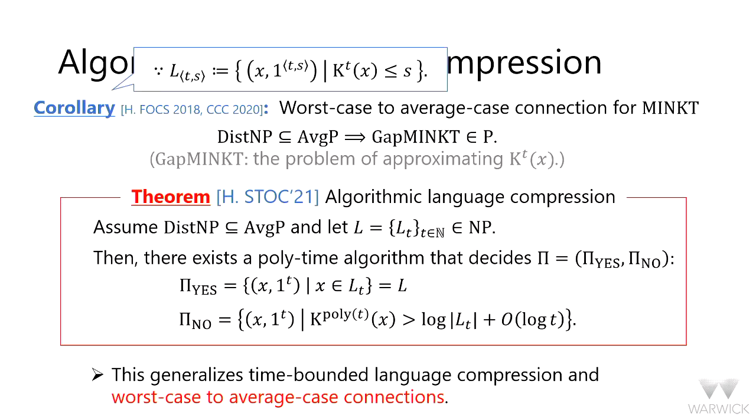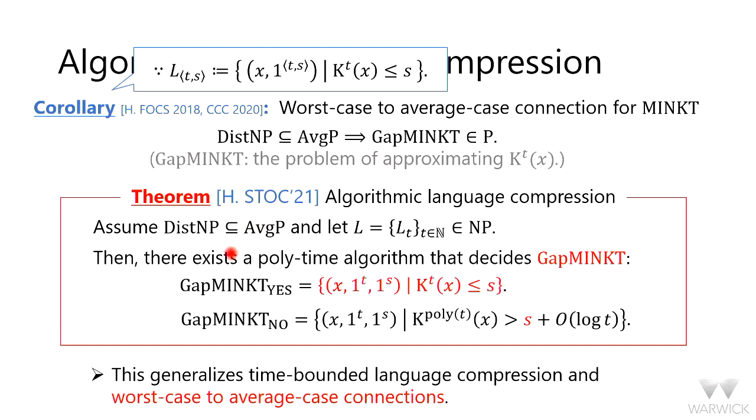The reason is that if you apply algorithmic language compression to the language that consists of strings whose time-bounded Kolmogorov complexity is small, we can get a polynomial time algorithm that decides gap min kt. And gap min kt is the following problem. Yes instances consist of strings whose time-bounded Kolmogorov complexity is small, and no instances consist of strings whose time-bounded Kolmogorov complexity is large. So this is an approximation problem for time-bounded Kolmogorov complexity. So let's see how we can prove this result.